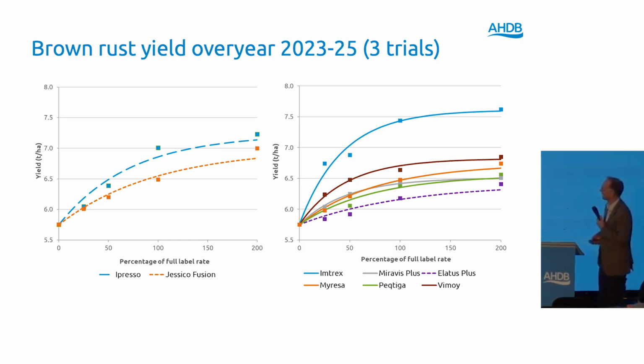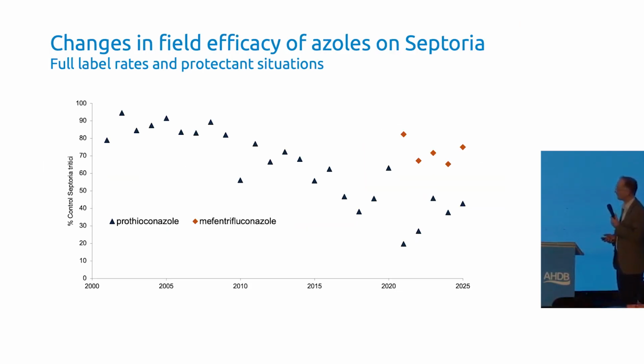The yields from the brown rust trials, I've included this for completion more than anything else. There is an oddity in here in that in 2024, Imtrex gave us a 1.5 ton yield response over everything else, which we still can't understand or explain, but we can't ignore it either. So it's kind of skewing the data. I think the yield responses we're seeing to everything else broadly reflect the efficacy we've seen. So that was it from the fungicide performance data for 2025.